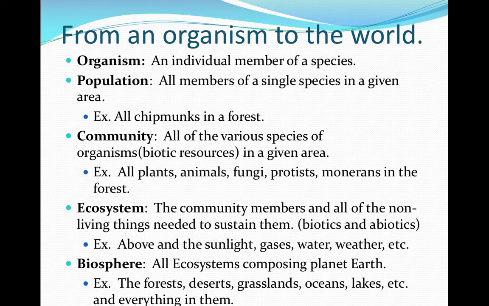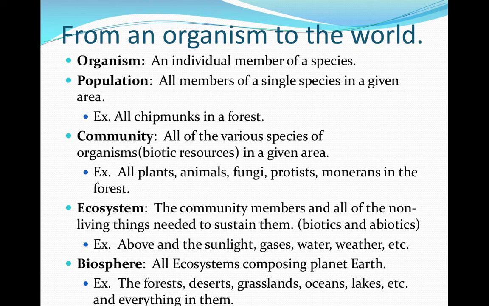So if we are looking at a chipmunk running across your backyard, well, that might be one organism, but he doesn't live all by himself. There's probably a mate and some offspring and other chipmunks in the area that would make a whole population of chipmunks. That's all of the chipmunks in the forest would be a population. Now that doesn't include things like trees and birds and squirrels and rabbits. Those are different populations because they're all different species.